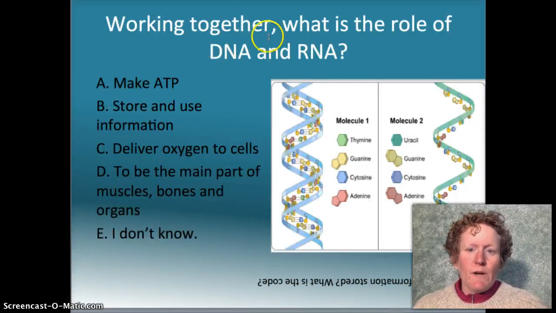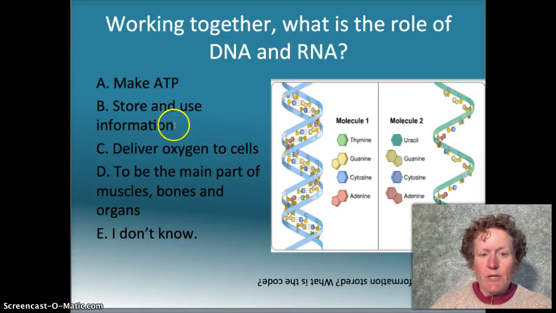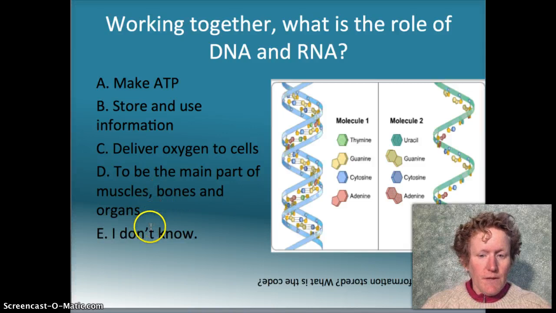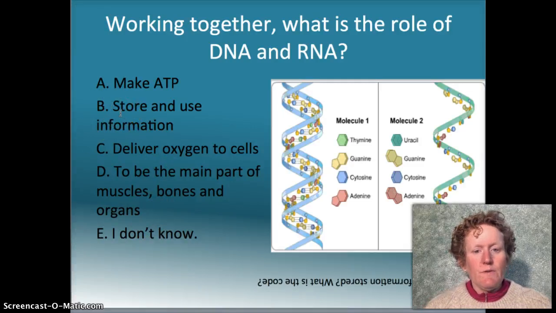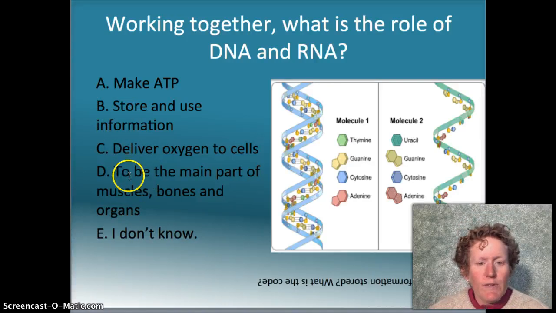Working together, what is the role of DNA and RNA? Do they make ATP, store and use information, deliver oxygen to cells, be the main part of bones and muscles and organs, or you don't know? If you picked B, you're absolutely correct. They store and use information. Blood delivers oxygen to cells, and proteins are the main part of bones, muscles, and organs.